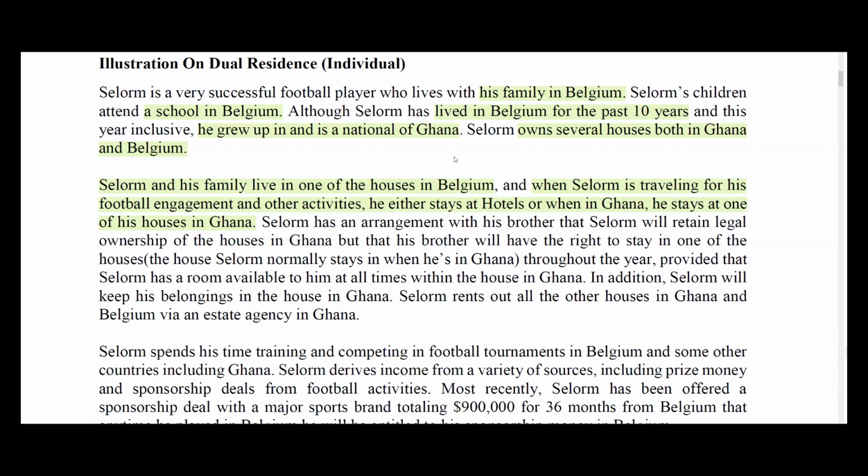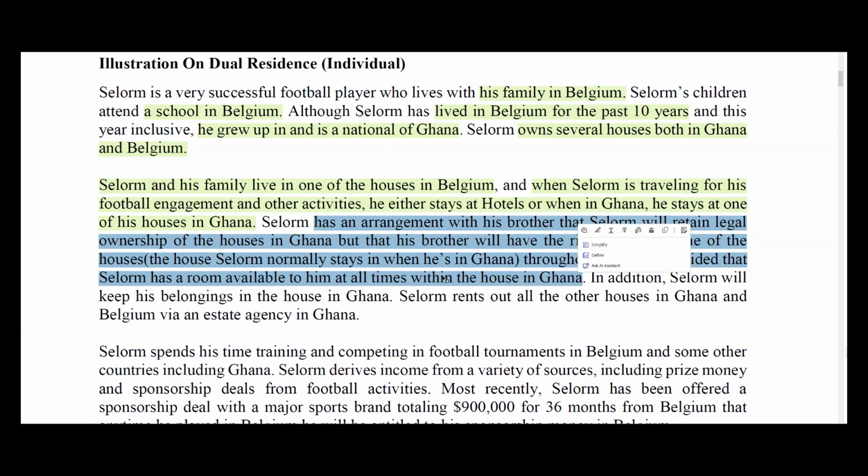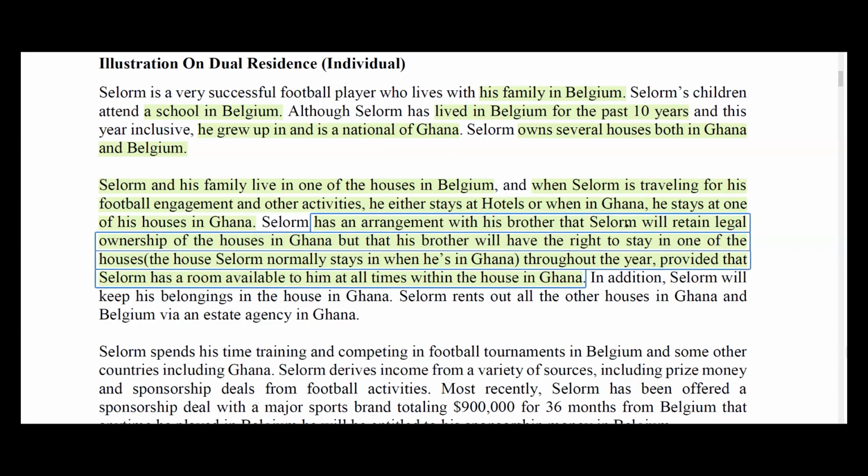Now, Salom has an arrangement with his brother that Salom will retain legal ownership of the houses in Ghana, but that his brother will have the right to stay in one of the houses, that is the house Salom normally stays in when he's in Ghana, throughout the year, provided that Salom has a room available to him at all times within the house in Ghana. A room that is available to you at all times, is it not some sort of permanence? Something available to you at all times. Can it be your permanent home?